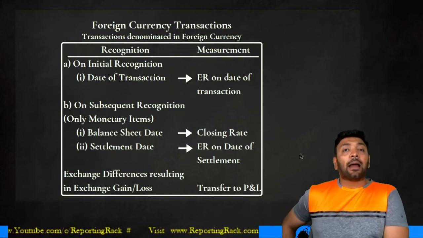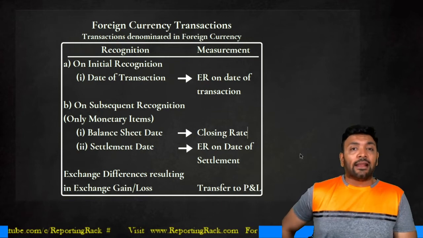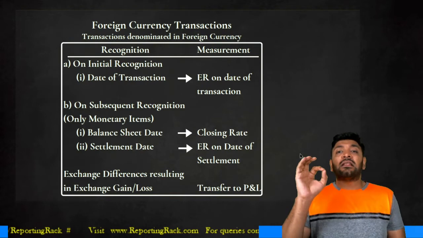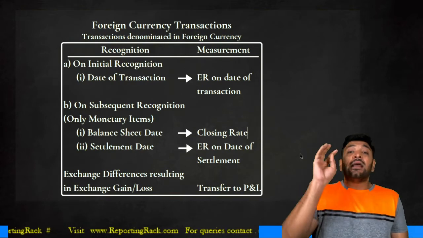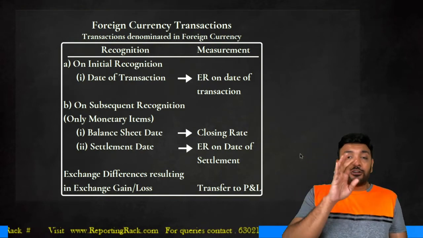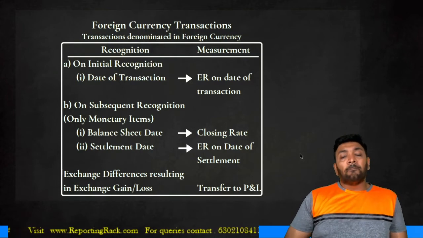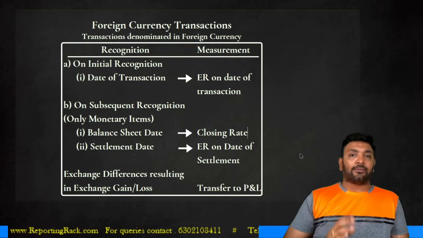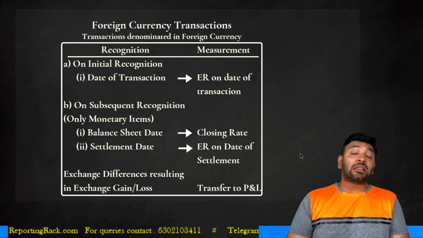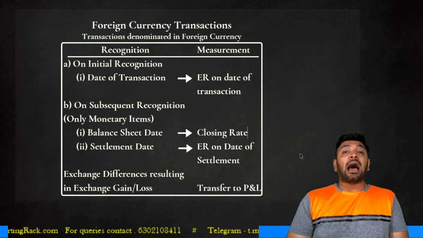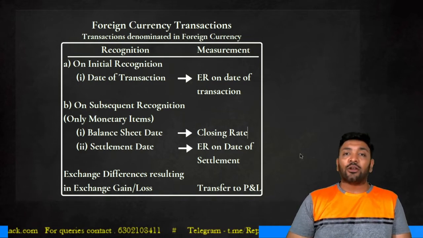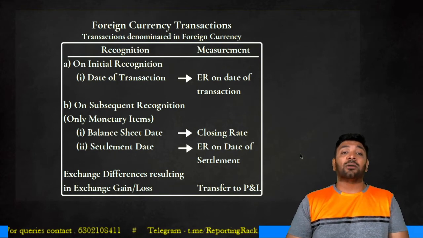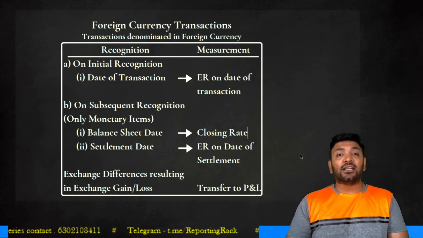Let's say acquisition happened on 15th August 2020. Then what do I do? Machinery account debit to supplier, 100,000 euros multiplied by the exchange rate of euro on 15th August. But let's say this amount payable to the supplier is after 1 year. So what happened? On 31st March 2021, I have to close my books of accounts for the year. On such day, I need to go for subsequent measurement, a subsequent recognition.